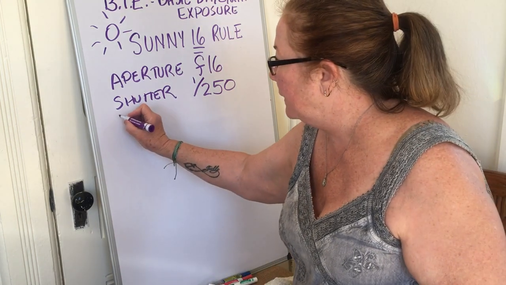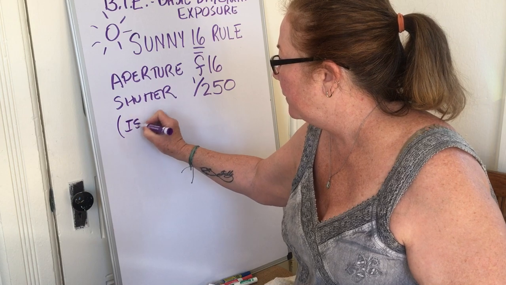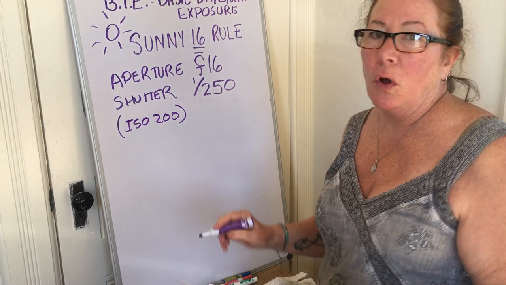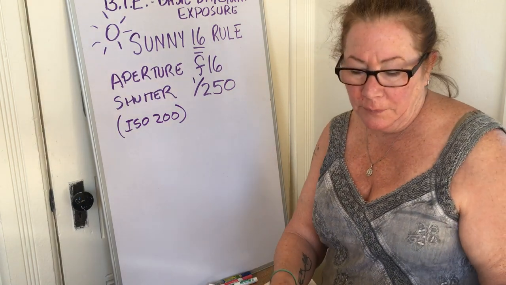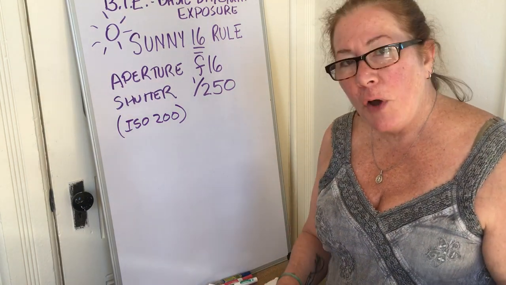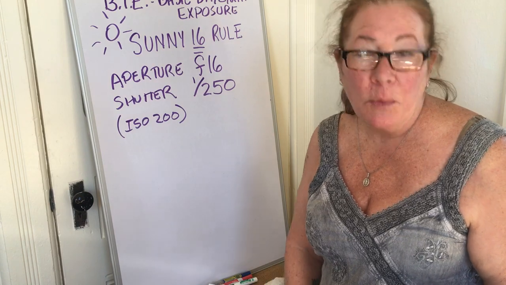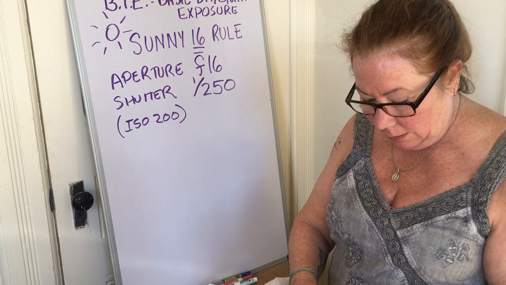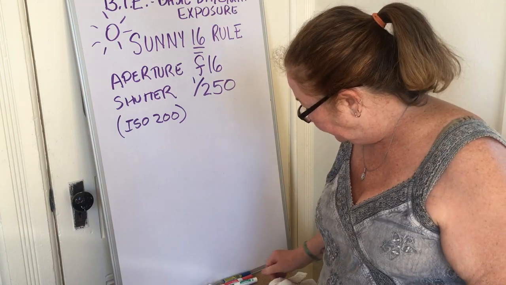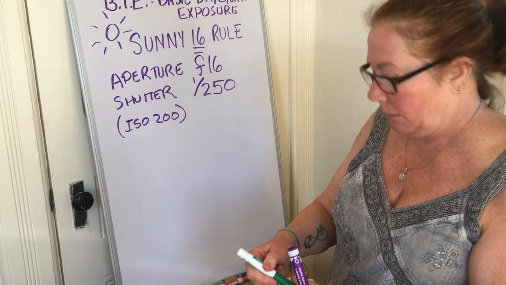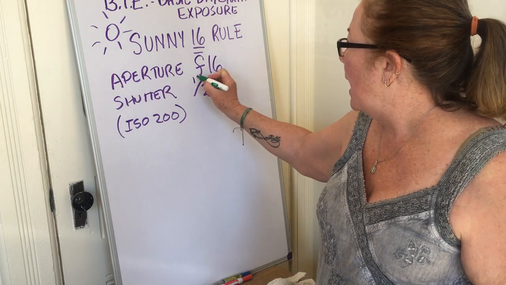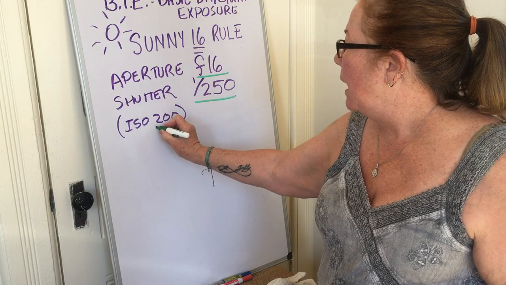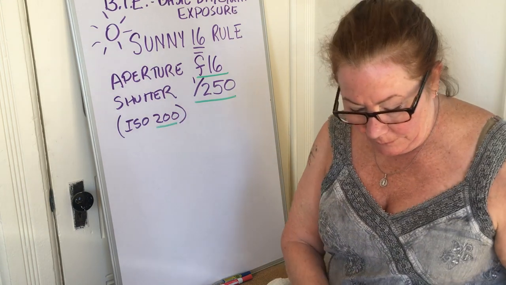Remember, you're going to always keep your ISO at 200, right? Because that's that other control we're going to talk more about later, right? And any photo that you take during a sunny day will have the correct exposure. So if you keep your camera set with the aperture at f/16, the shutter at 250, and the ISO at 200, right?